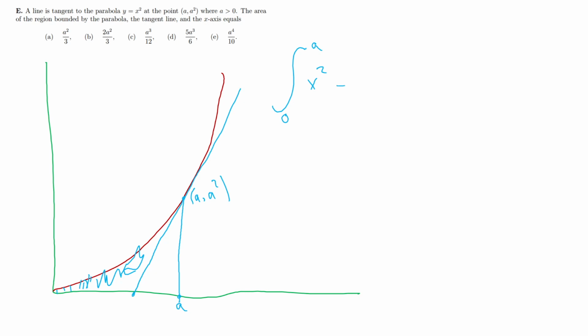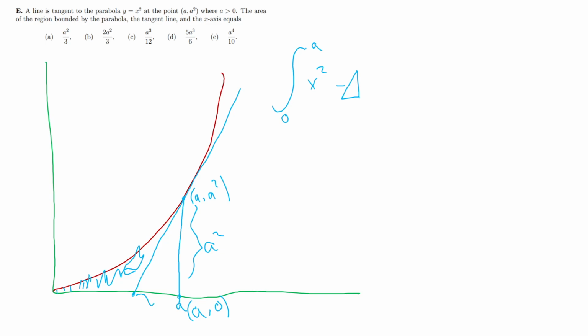But then we want to subtract the area of our triangle. We need to work out the area of our triangle. We know the height of the triangle. It's a squared, because this is the difference between a, 0 and a, a squared. That is how much we have translated to get from the point that touches the x-axis to the point which is tangent to our parabola.